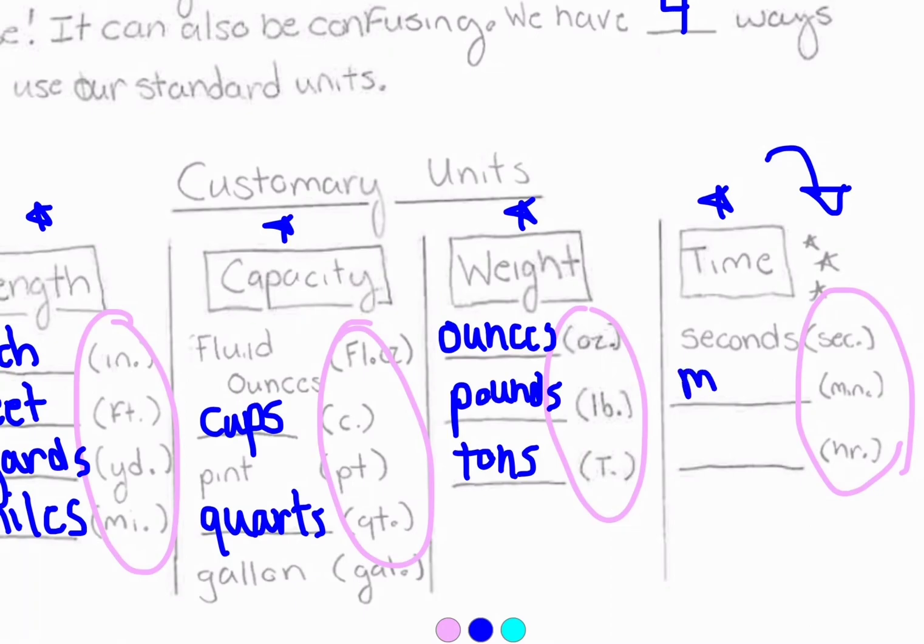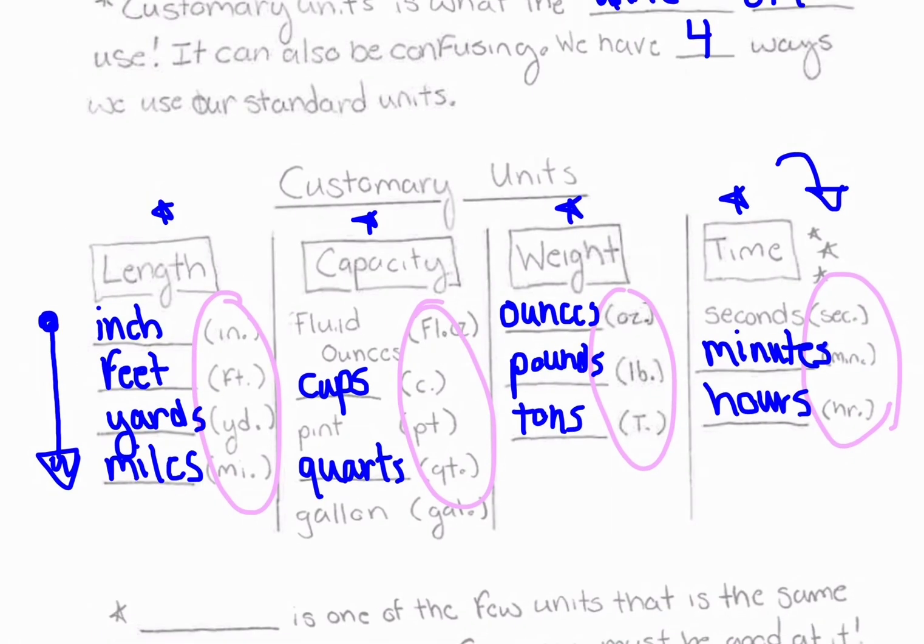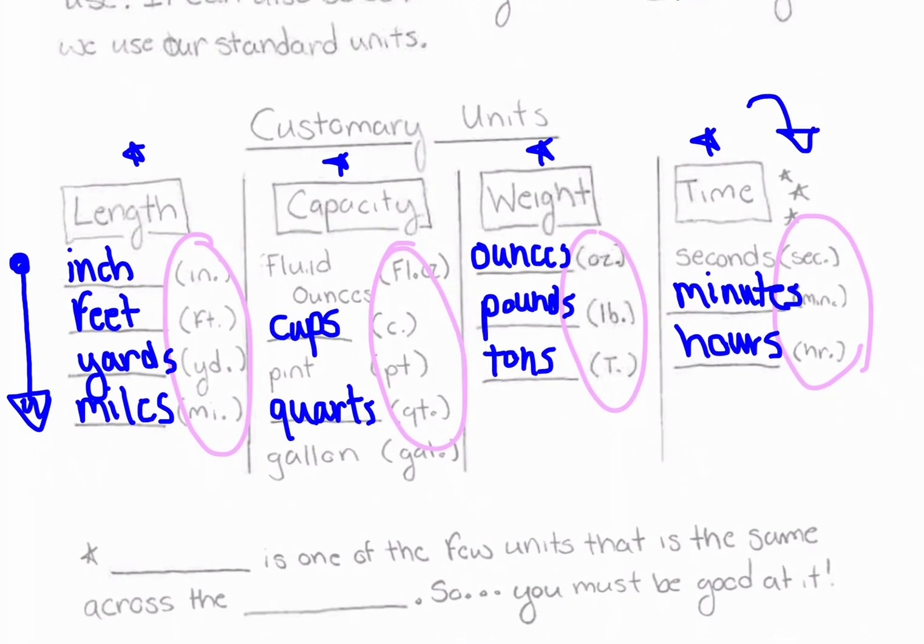Time is the one thing, like I said, that is universal. Seconds, minutes, and hours. And then, of course, you have days and weeks and months and decades and years, which are a little bit less universal, but these things are all universal: minutes, hours, seconds, all that good stuff.